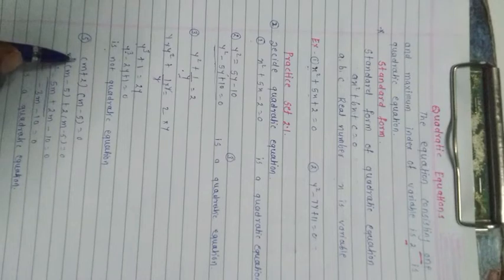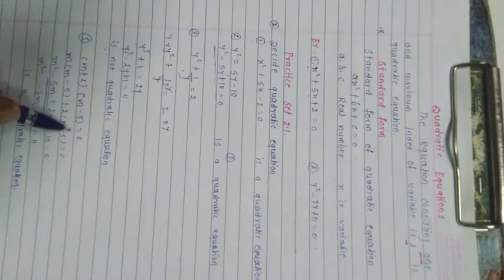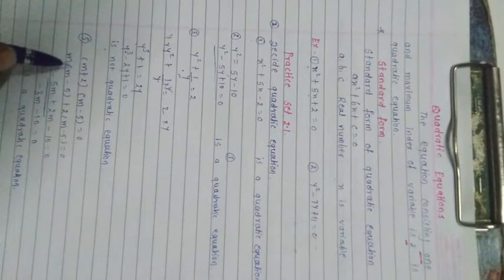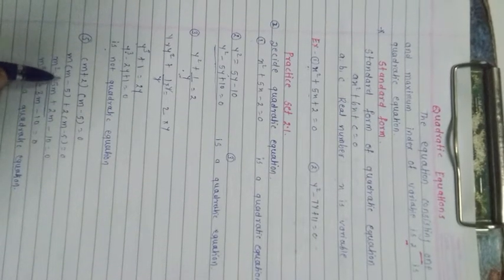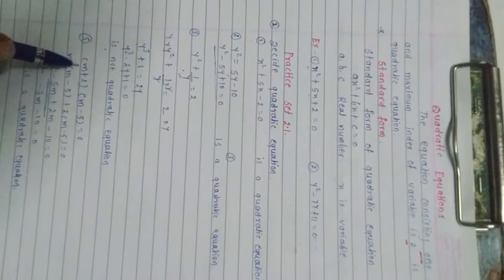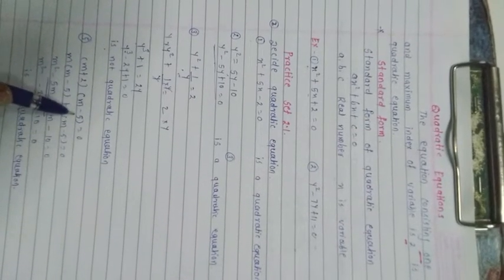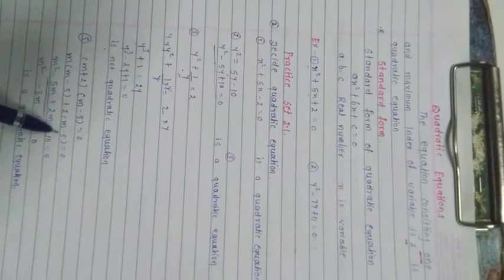Next example is (m + 2)(m − 5) = 0. Again we have to solve this bracket to form the standard form of the quadratic equation. So multiply this m to the second bracket (m − 5), and this +2 by (m − 5).